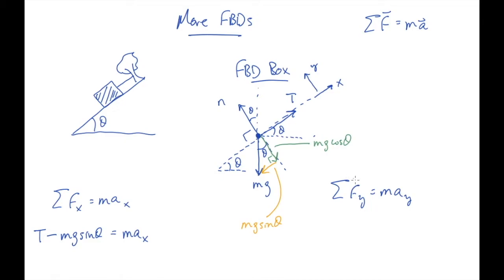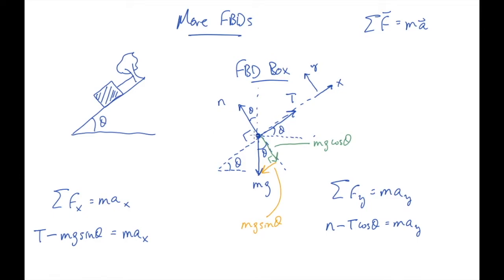Now we do the same thing for forces in the y direction, perpendicular to the ramp. The y direction is this way, off the ramp. So now I look through my free body diagram for forces that are perpendicular to the ramp. And again, I see two. I see this normal force going in the positive y direction, and I see this green one going in the negative y direction. So I end up with N minus T cosine of theta equals m a_y.